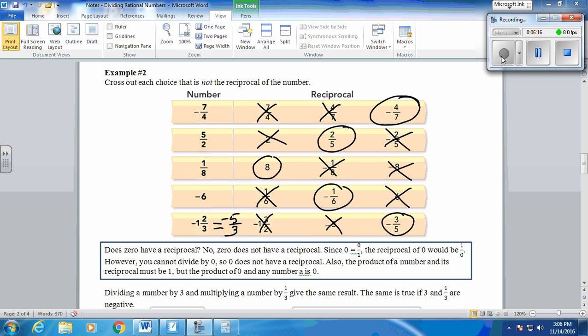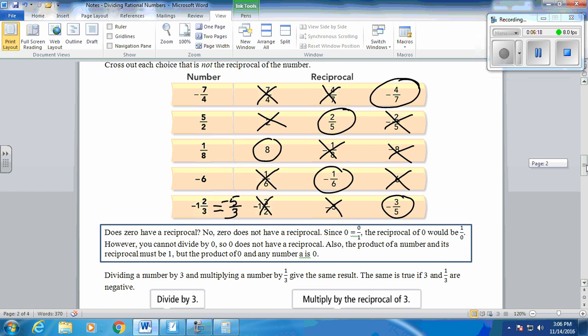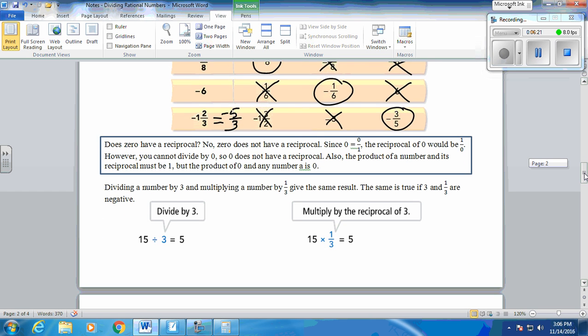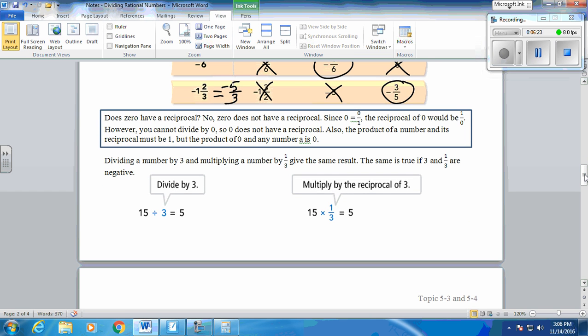So here's a question some of you might have been staying up at night wondering about. Does 0 have a reciprocal? No, 0 does not have a reciprocal. Since 0 equals 0 divided by 1, because you can place any whole number over 1, the reciprocal of 0 would be 1/0. However, we've just said that you cannot divide by 0, so 0 does not have a reciprocal.